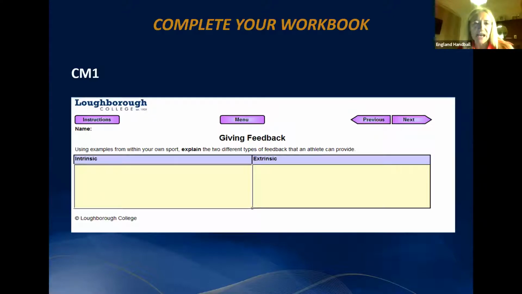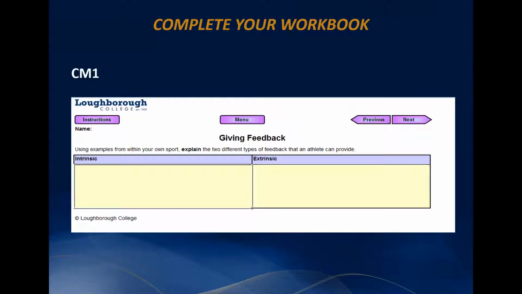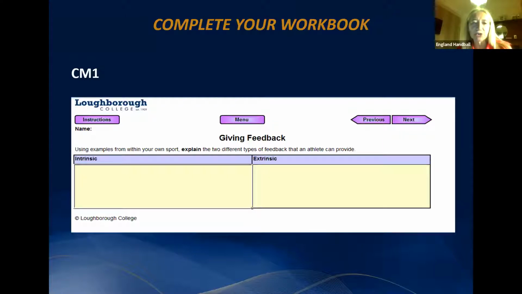So you can make some notes now on what you should be putting in here, and you can think of some examples relating to handball and maybe your own position that you play, where you would get intrinsic and extrinsic feedback. This is CM1 that you need to complete. I'm not going to ask you now to complete it all, but I do want you to make some notes, either in a notepad or on your workbook, for you to complete it in full later. Okay.